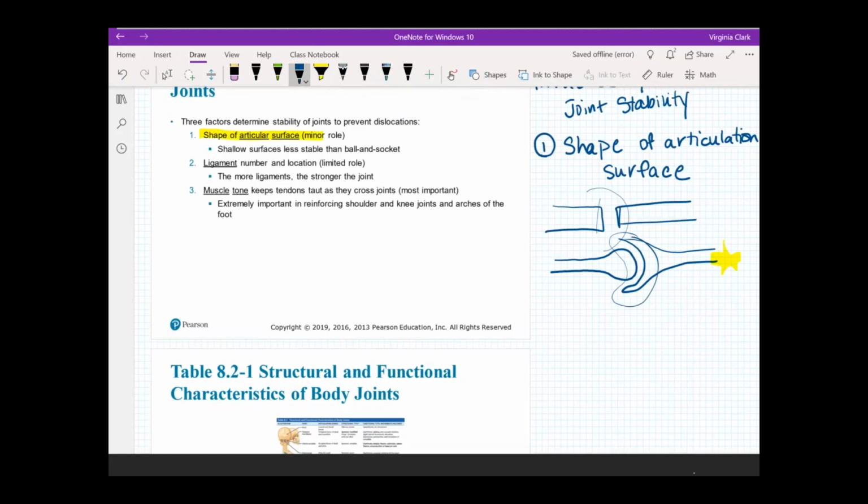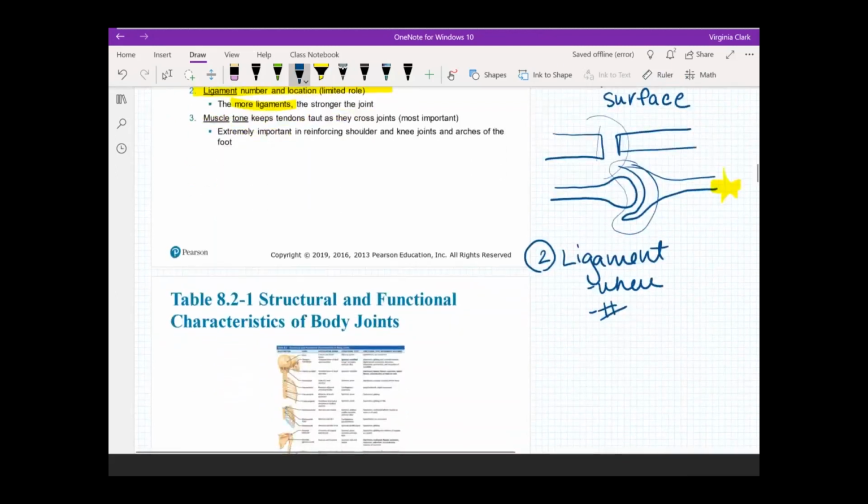Another thing that helps with joint stability would be the ligaments themselves, the location and number, how they're actually wrapped around the bones and how many of them there actually are. So the more ligaments, obviously, the stronger the joint. The more they wrap around, the stronger the joint. And so then something else that will affect joint stability is something that is called muscle tone. And we'll reference this again when we get to skeletal muscles and go through chapter 9.